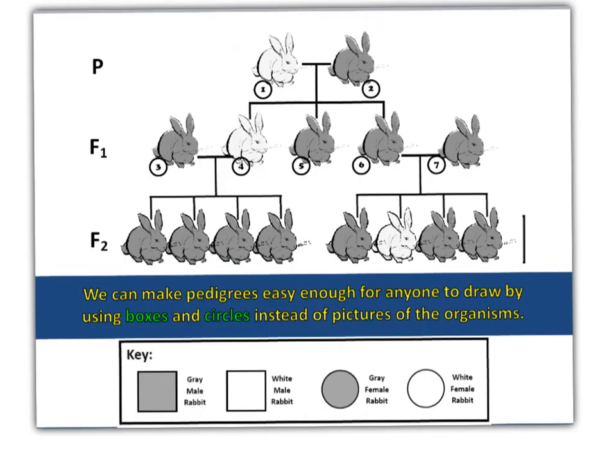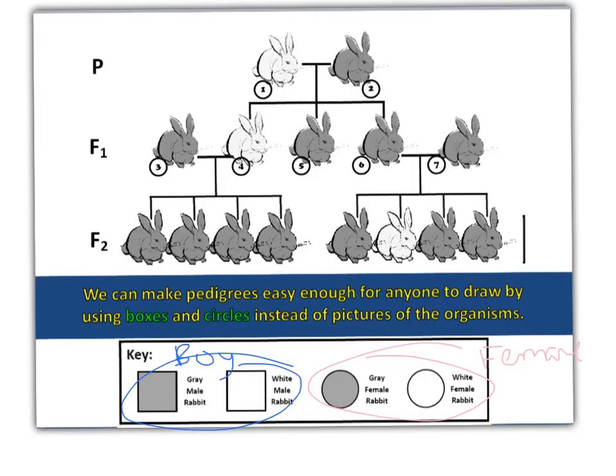There's another thing that you're going to see, which is boxes and circles instead of pictures. Boys are boxes, okay? Boys are boxes. And whenever you see a female on a pedigree and it doesn't have an actual picture, females are circles.